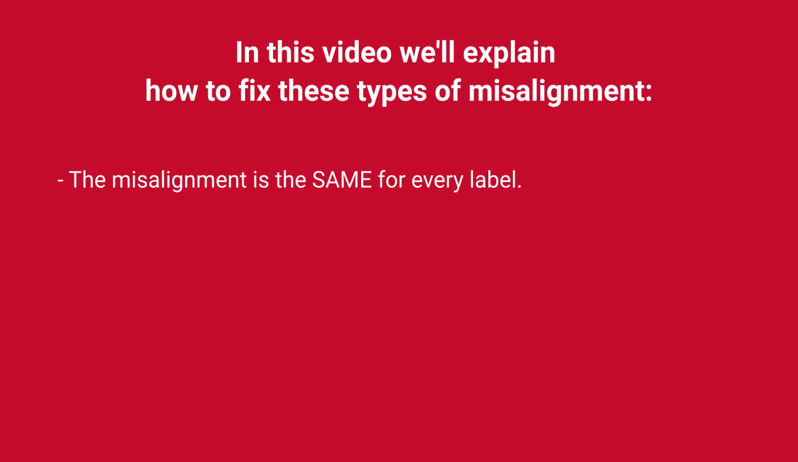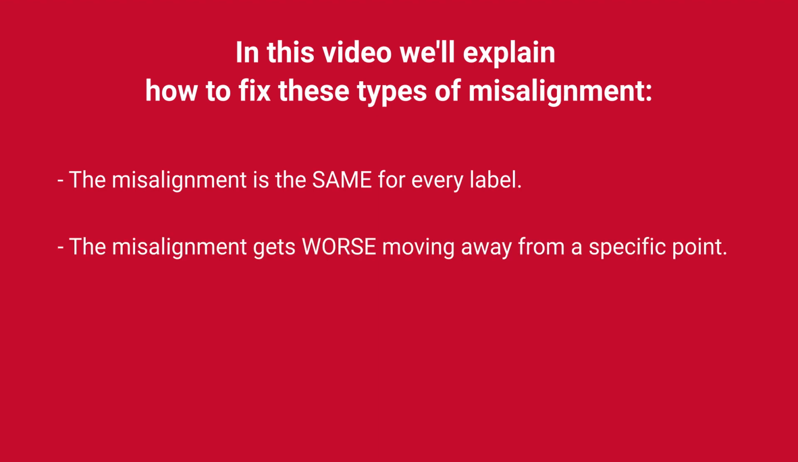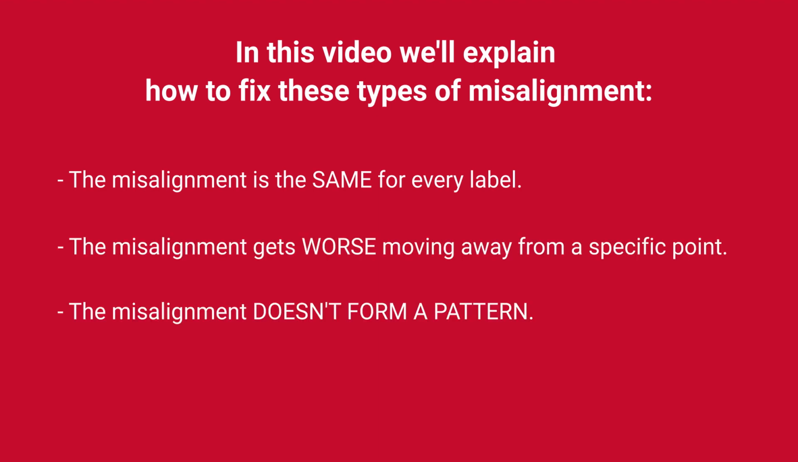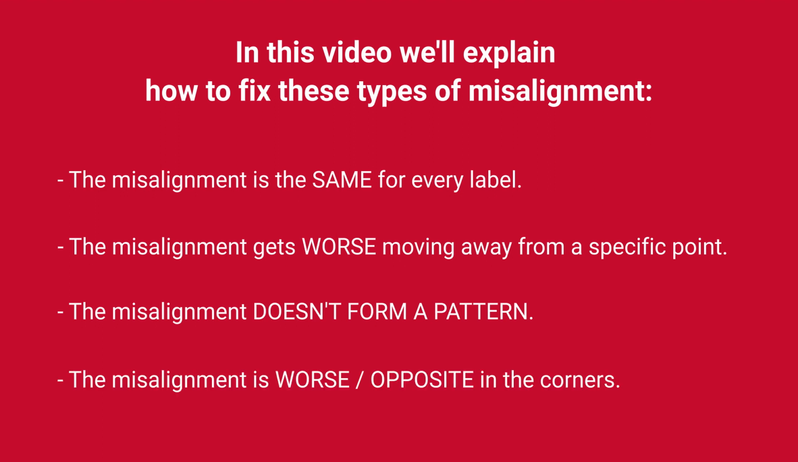The misalignment is the same for every label. The misalignment gets worse moving away from a specific point. The misalignment doesn't form a pattern. The misalignment is worse or opposite in the corners.